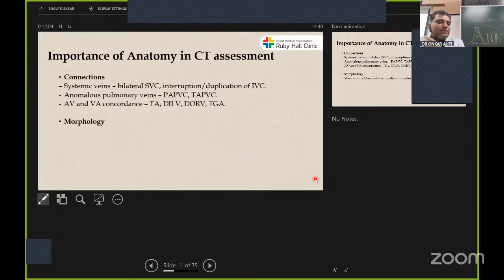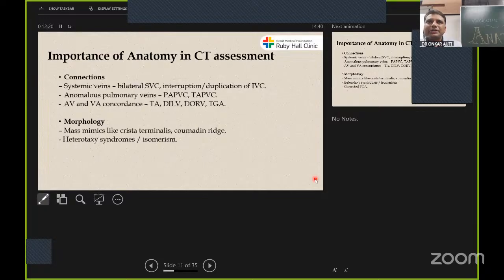So what is the importance of morphology? I told you about mass mimics like the crista terminalis and Coumadin ridge, which you should be aware of and not call a thrombus or mass lesion. In heterotaxy syndrome or complex congenital heart diseases, again, it's very important to name the chamber, whether it's a morphological RV chamber or a morphological LV chamber. That makes a lot of difference in patient management.